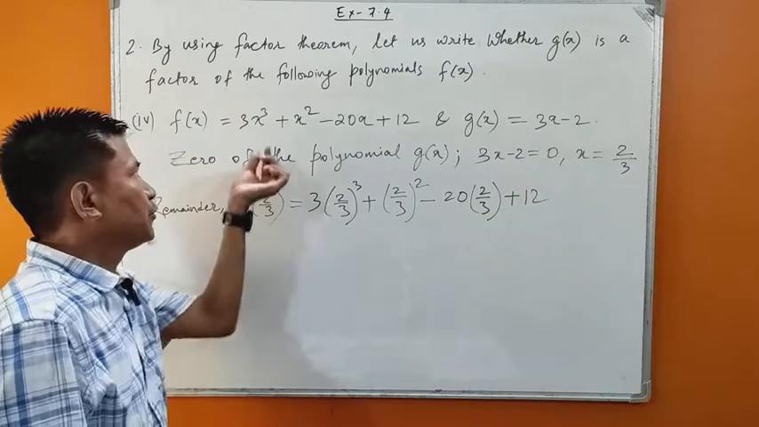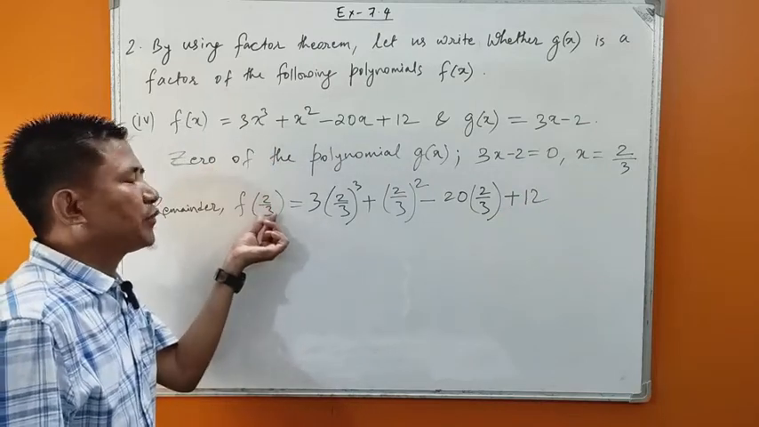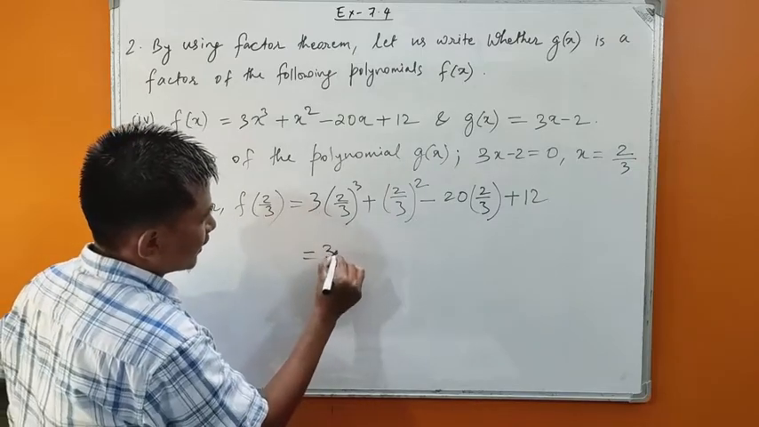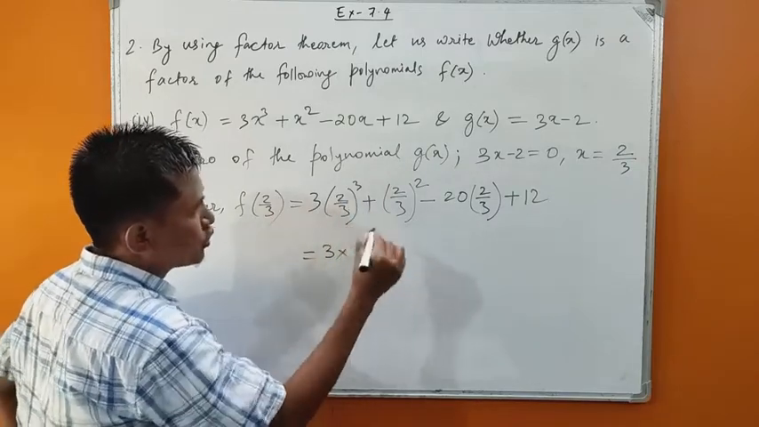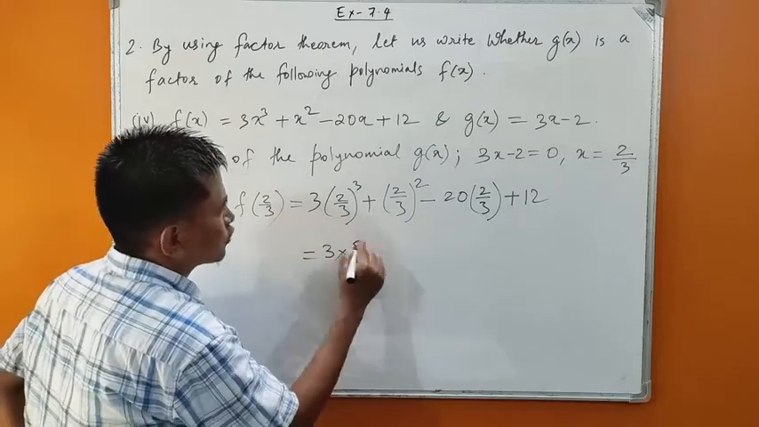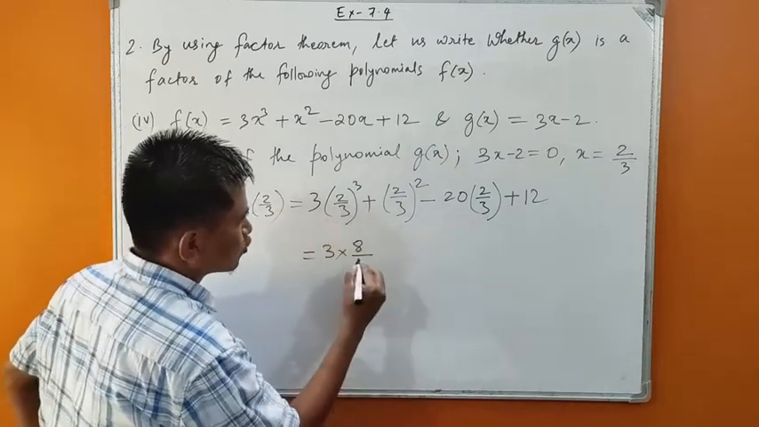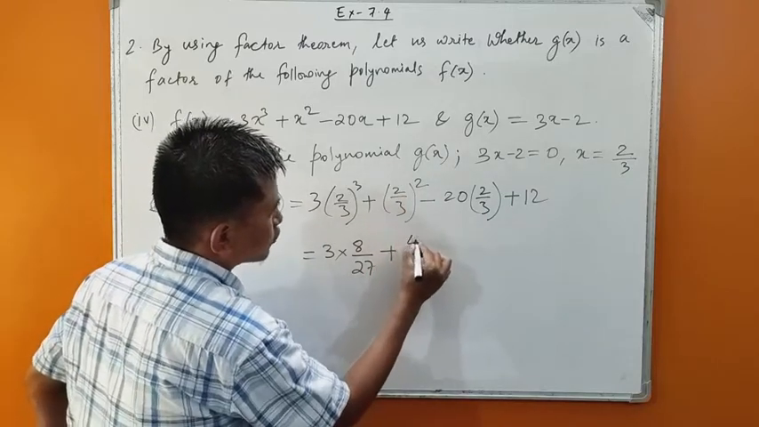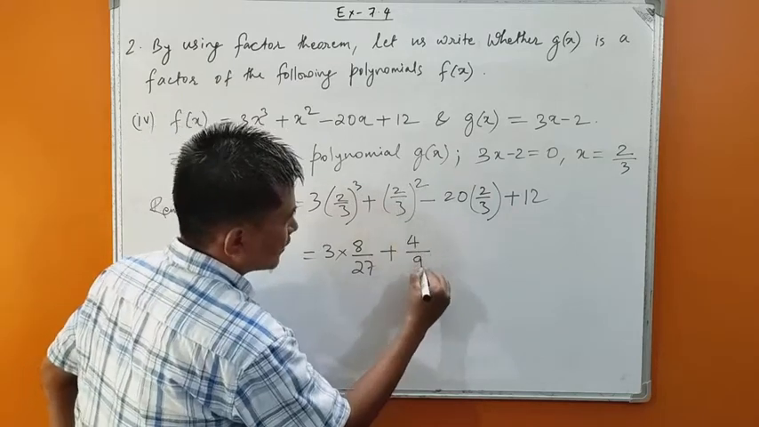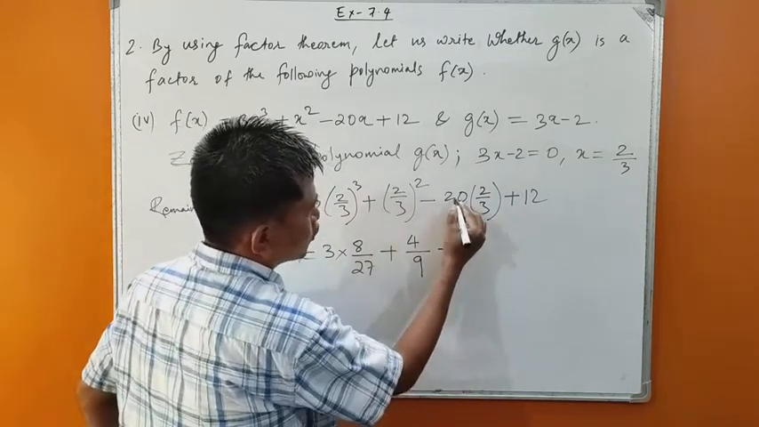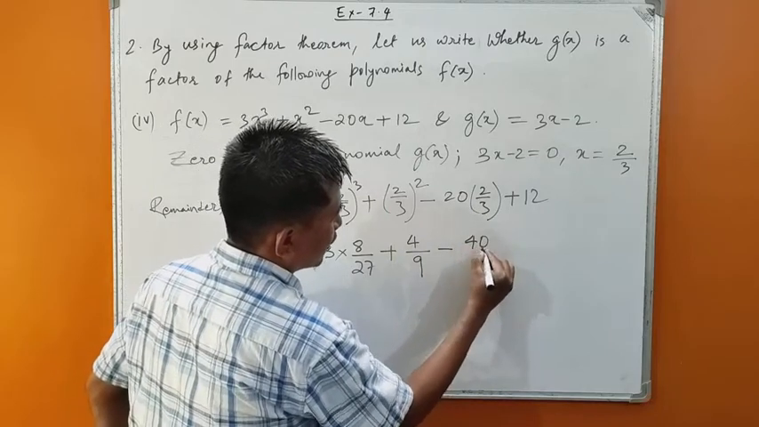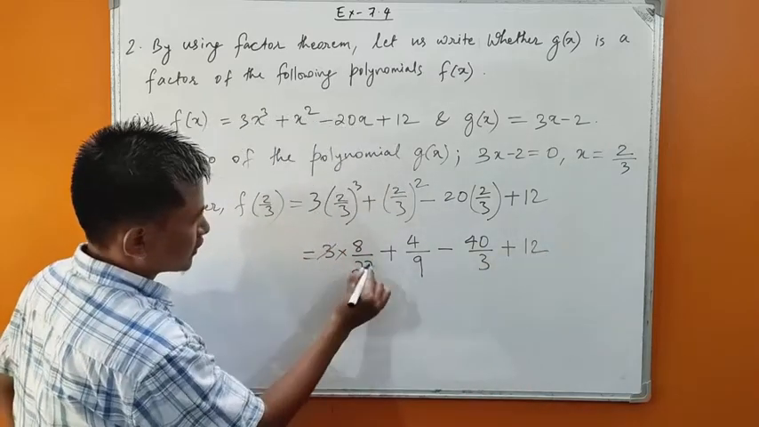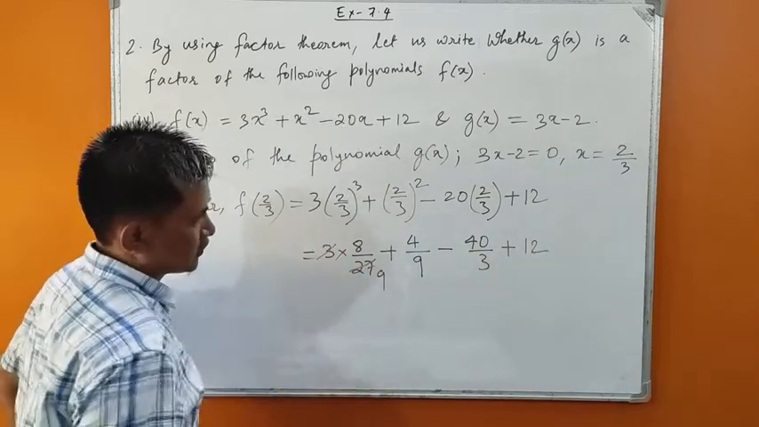Just put the value of x as 2 upon 3, okay. Now this 3 we write as it is. So 2 cubed means 2 into 2 into 2, that is 8, isn't it? So 3 cubed means 3 into 3 into 3, that is 27. Okay, plus 2 squared means 4, 3 squared means 9, minus 22 is a 40 upon 3 plus 12. 3 ones are 3, 3 nines are 27, isn't it?